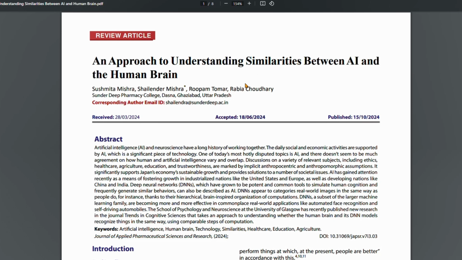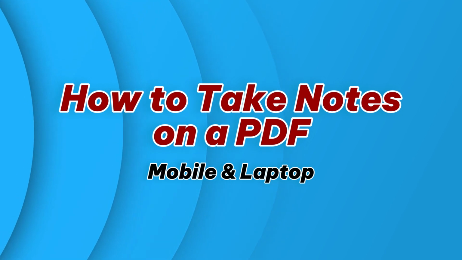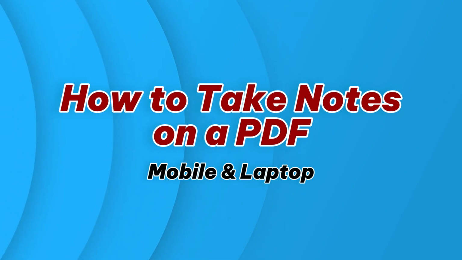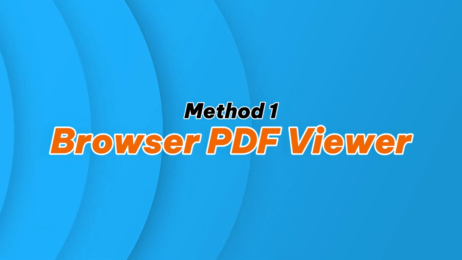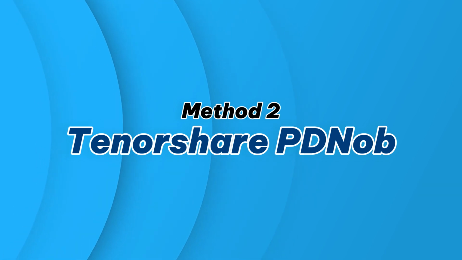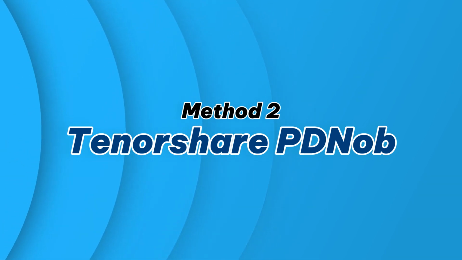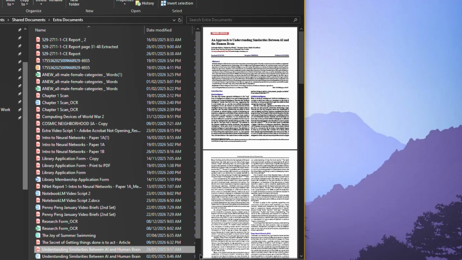The good news is that there are several easy ways to do this, whether you're using a mobile device or a laptop. In this video, I'll show you two simple methods to highlight, comment, and underline PDF text easily. The first method uses browser PDF viewers, which are convenient and already available on most devices. The second method uses Tenorshare PDNob, which provides more advanced annotation and editing features. Let's get started. First, let's look at method 1.